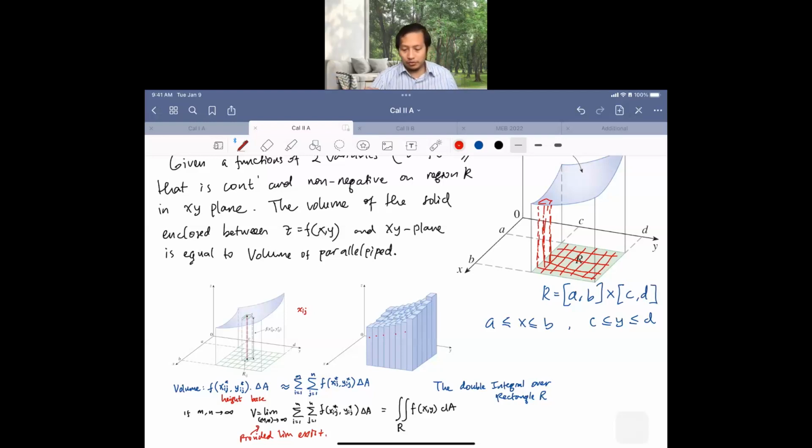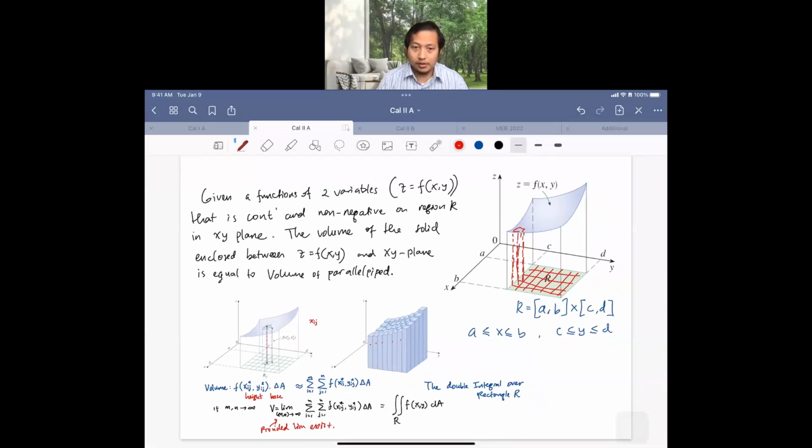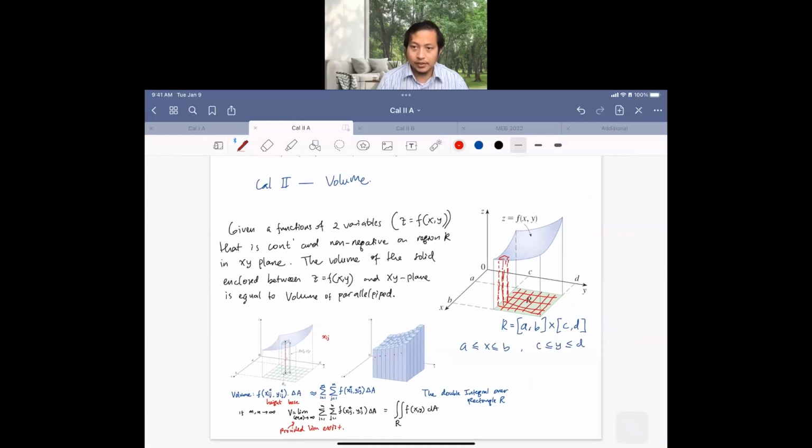Okay, let me go to more practical use of this double integral. Okay. Let me go to the next page. I hope you finish this part, or at least you can take a screenshot if you want. Okay, let me go to the next page.